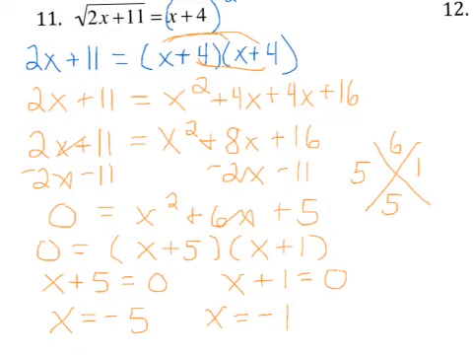What would happen if I took a -5 and plugged it in to this part of the equation? I would get a negative. So the -5 is an extraneous solution. But if I took the -1 and plugged it in, I would get a positive number. I would get 3. So -1 is okay.